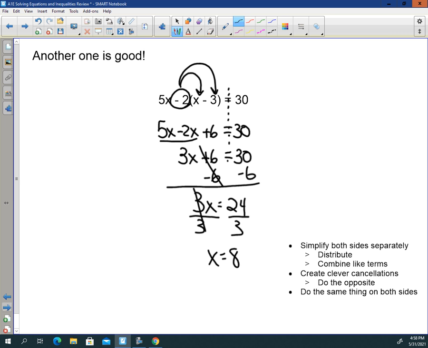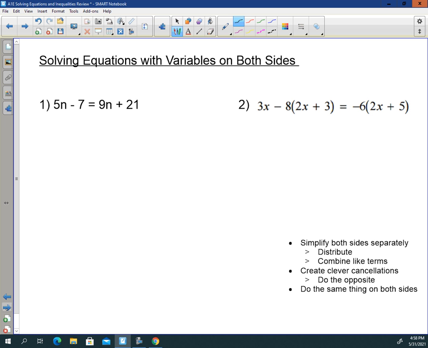All right. So even if it does look kind of crazy, those steps are all you need. They're just going to tell you how to get through stuff. You're going to distribute or combine like terms or both, like we did in this problem. Once you get done with all that, you're going to create clever cancellations by doing the opposite, and then do the same thing to both sides.